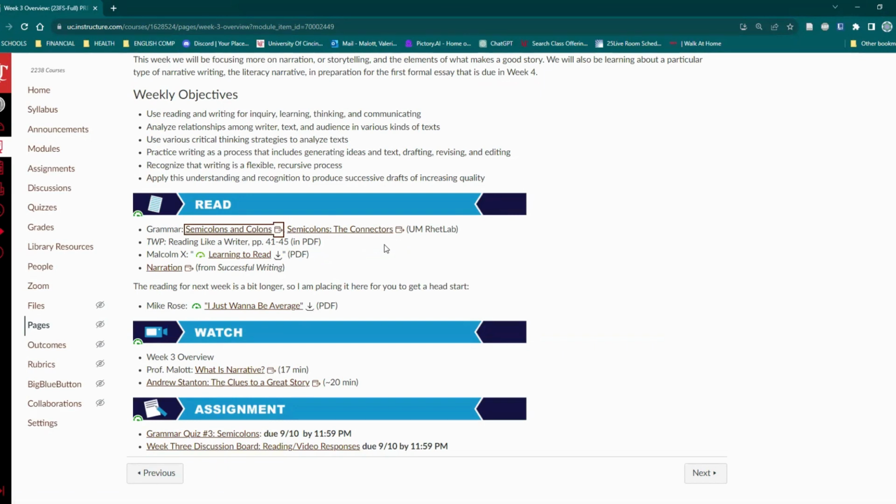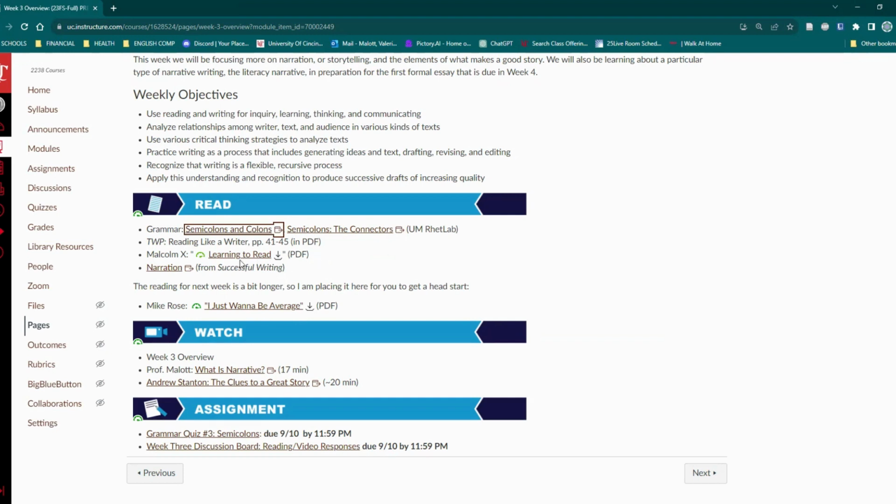In the writer's process, we are looking at pages 41 and 45 in the first section called Reading Like a Writer. So that's pages 41 through 45 in the PDF. And Warner talks about things like the writer, the audience, the purpose, all of the things that go into the rhetorical situation.